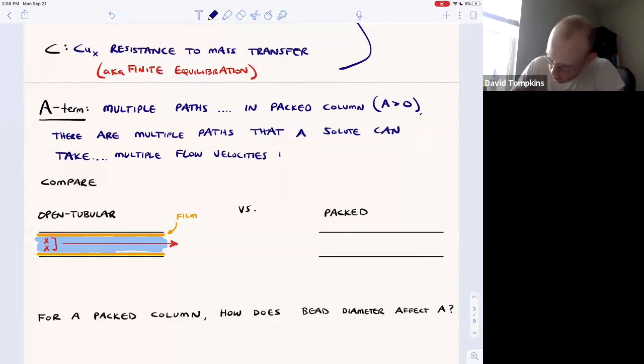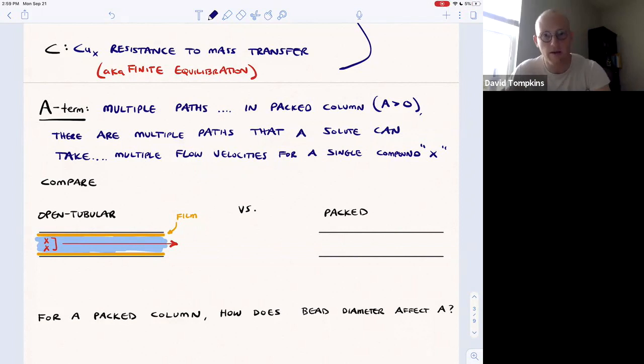So, of course, we want to separate compound X from other compounds in the mixture like Y, and we want those to come out at a range of retention times, but you do not want multiple flow velocities for a single compound. Because then, if some X molecules are coming out early and others are coming out late, simply because they can take multiple paths around the packed stationary phase, then that's going to decrease the resolution or widen the peaks.